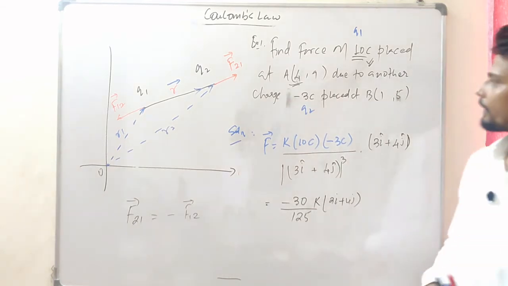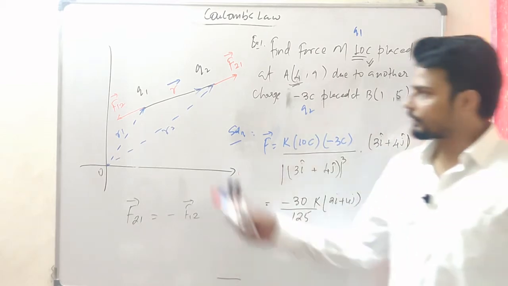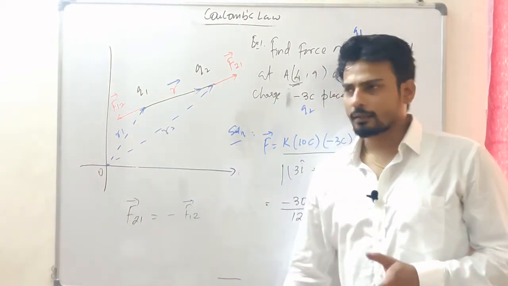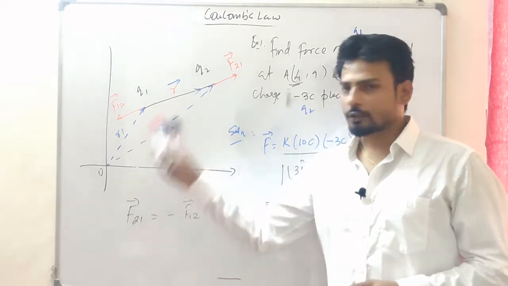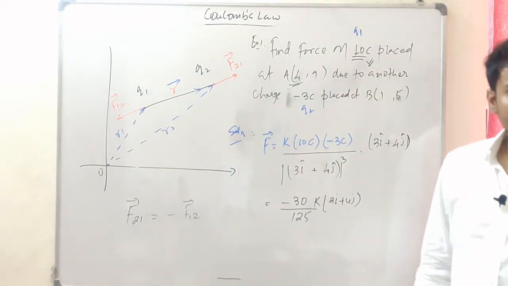So what we do, we take the position vector of individual charges in vector form. We get the distance vector of those two charges, and then we put it there. Fair enough. Let's go and do the next question.